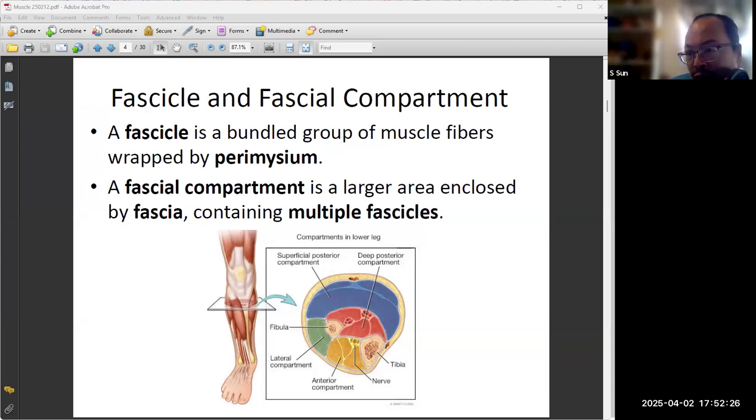And so what does fascia wrap? Fascia packages multiple fascicles. In this case, it wrapped 3 fascicles. In this case, it wrapped 3 fascicles. In this case, it wrapped 2 fascicles. So each fascia wraps more than 1 fascicle. And we call this group of fascicles a fascicle compartment. So that's just another layer of the packaging of our muscle.